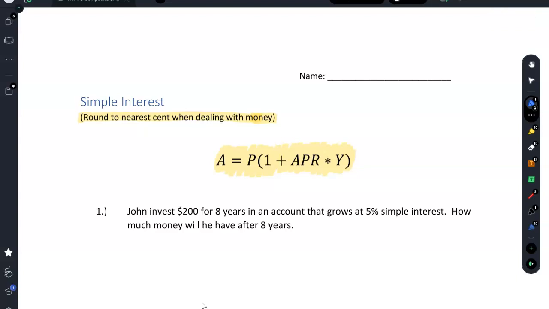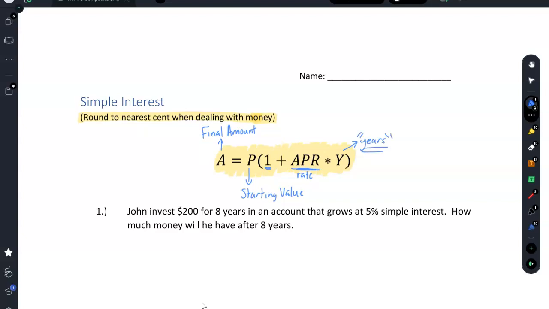And I'm going to give you the shorthand for each one of these. A stands for amount, and we want to think of this as our final amount. P really stands for principal, but we want to think of this as the starting value. 1 is the number 1. APR, you want to think of that as what is my rate, and Y is going to be how much time, and it has to be in years, and that's important.